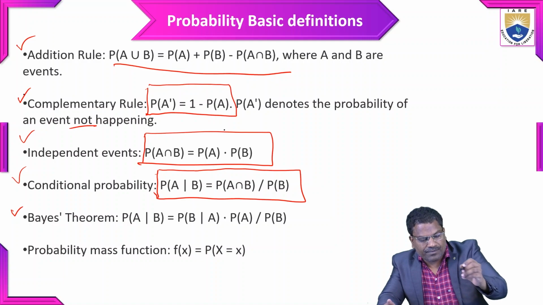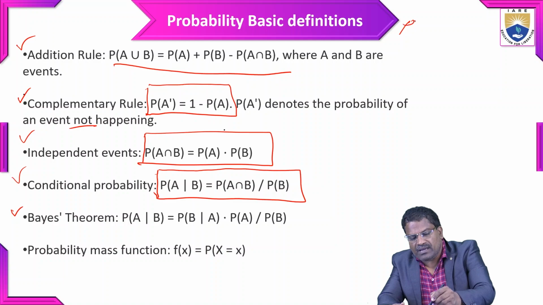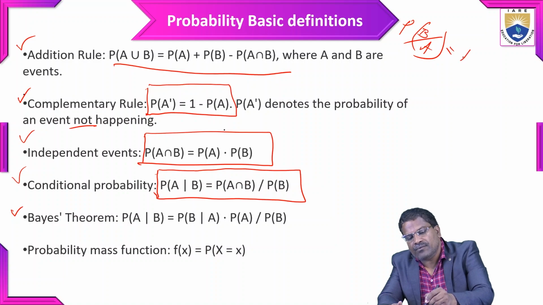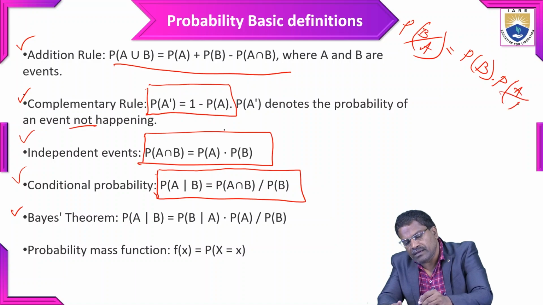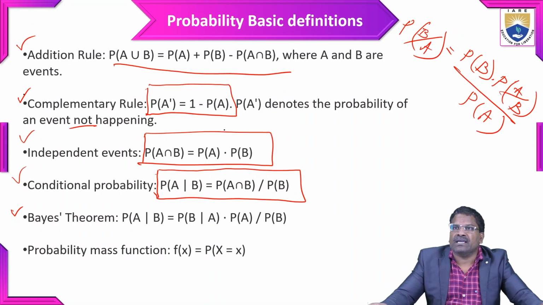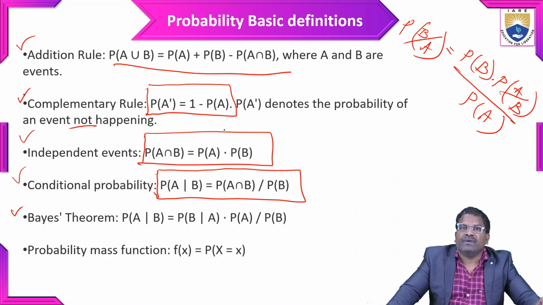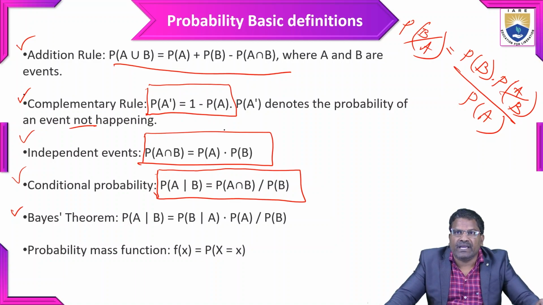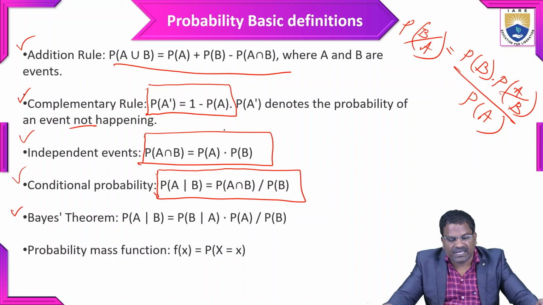Same like that, how can we write P of B by A? P of B by A is equal to P of B into P of A by B, all divided by P of A. These are useful in deriving Bayes theorem.